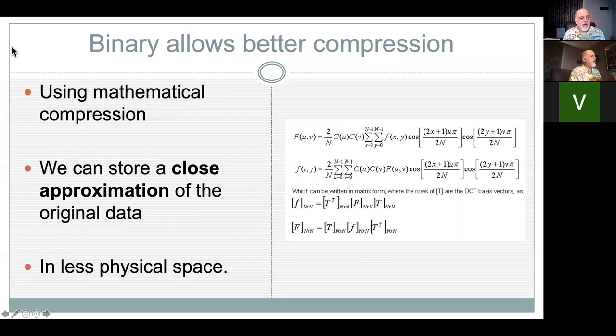So here's an example on the right, just for the math nerds. This is something called the discrete cosine transform. It's a mathematical principle which we don't have to understand, but you can see that there's a lot of calculations to be done to take a simple binary number and take the same amount of information that you get in a binary number, but use fewer bits for storage.